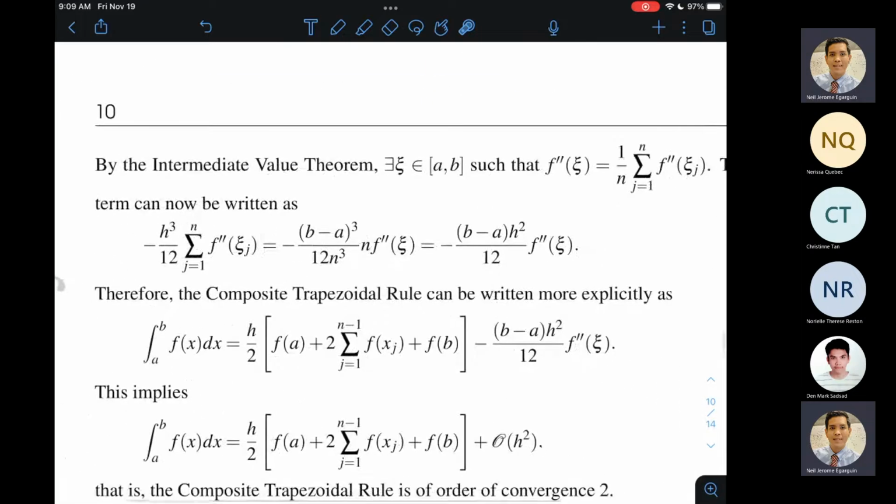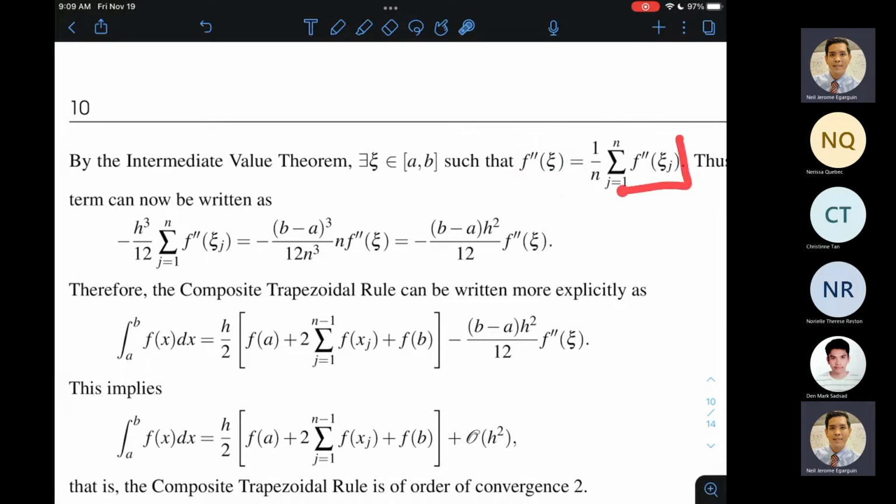In other words, it is telling us that there exists a number C on the interval AB such that f double prime of C, its function value, is equal to the sandwiched number earlier. The 1 over n times the sum of f double prime of C sub j. And with this in mind, the original error term can be written as negative b minus a cubed over 12n cubed. I just expanded the h cubed, because our h cubed is b minus a all over n. So this is what happened to it: b minus a over n, cubed. There is a 12 as a multiplier outside.